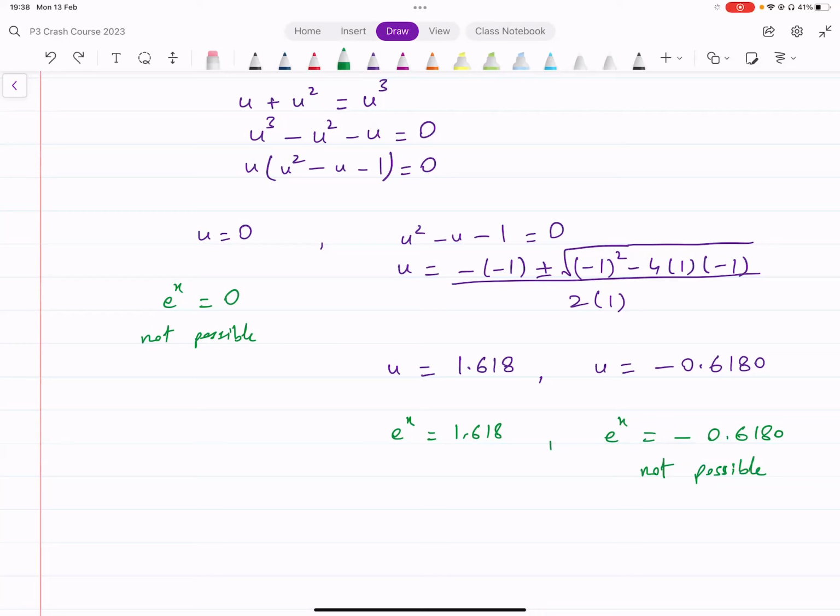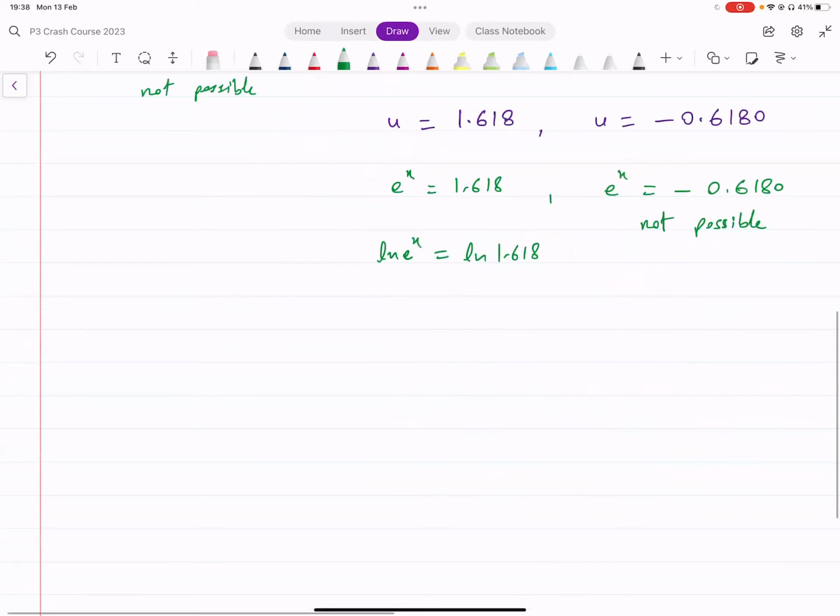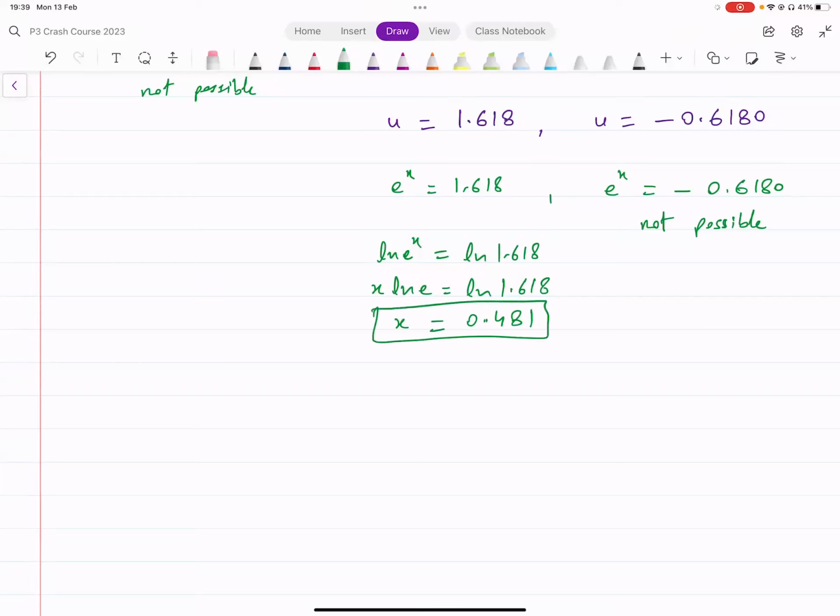What about the second case? This is going to give you ln e raised to power x. On the other side, you've got ln of 1.618. Take x on the side here, and that becomes x ln e equals ln of 1.618. ln e is just 1. You just evaluate ln of 1.618 and see what that turns out to be. This gives us 0.481, and that is your final answer.